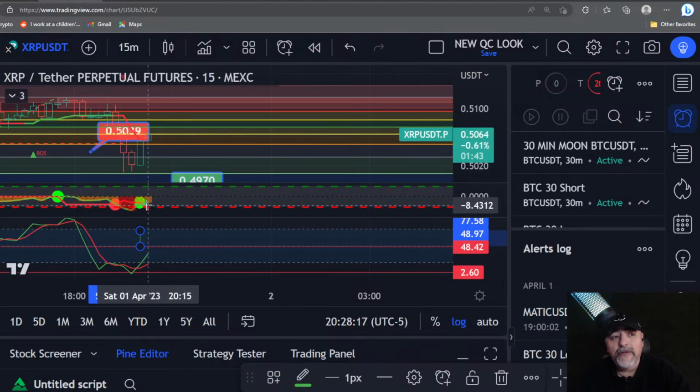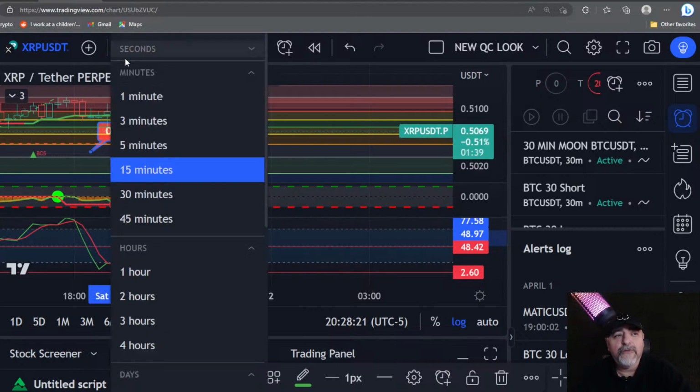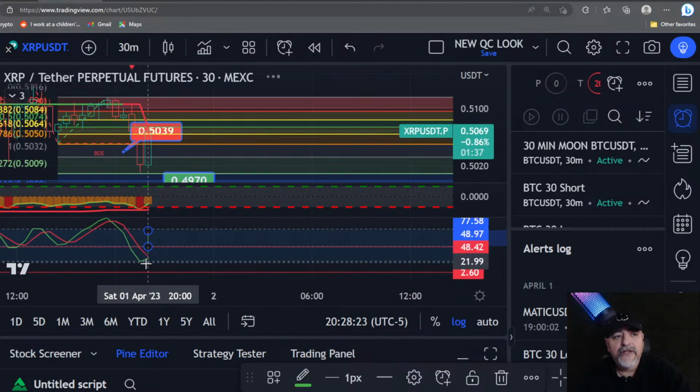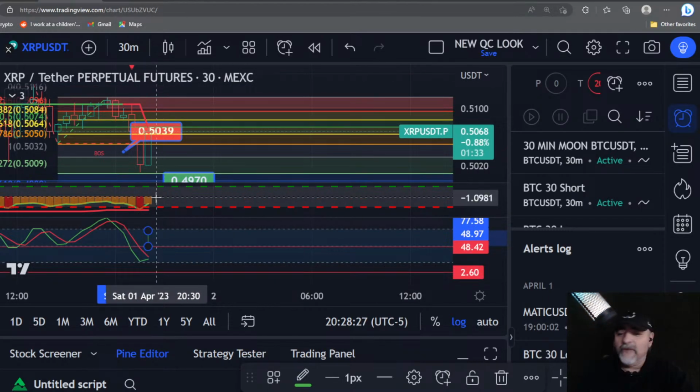But we are getting a green moon on the 15 minute. That's confirmation that we're starting to get a little more stronger. Take a look at the 30. We're starting to cross here. Looks like we're going to cross, so we're going to get an XRP long here, right?